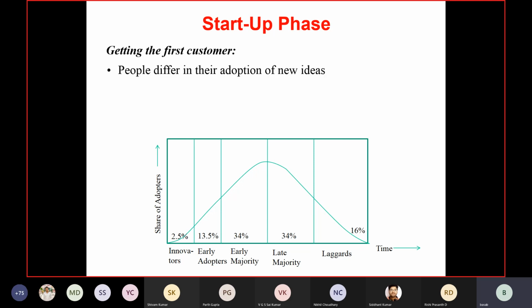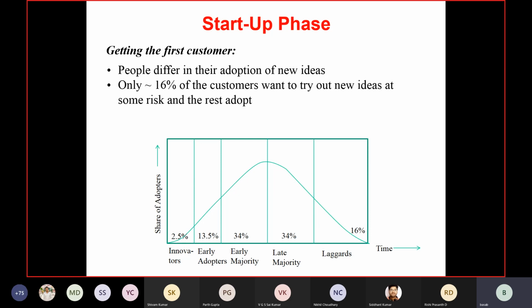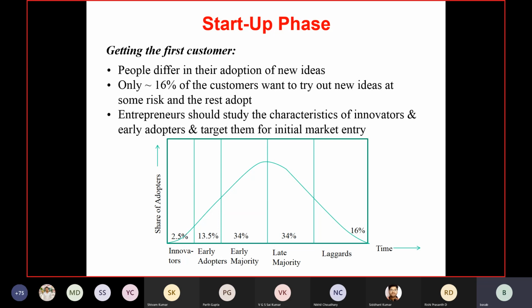Now, when you launch a product first, this is a typical customer behavior pattern. People differ in their adoption of new ideas. Only 16% of customers want to try out new ideas at some risk, and the rest adopt. An entrepreneur should study the characteristics of innovators and early adopters and target them for the initial market entry. You'll be getting this slide, you'll be reading through the lines, but it has a big significance.